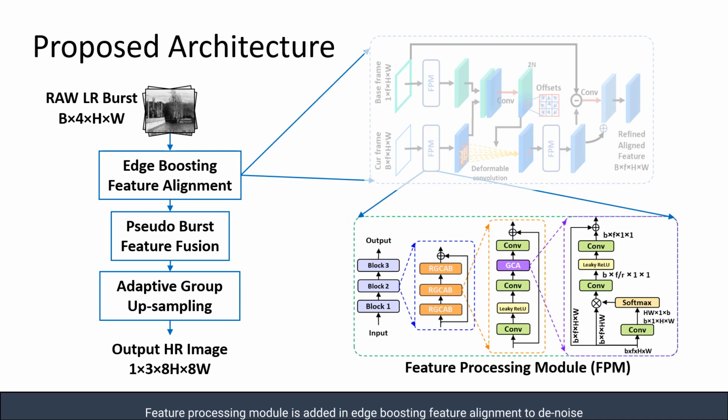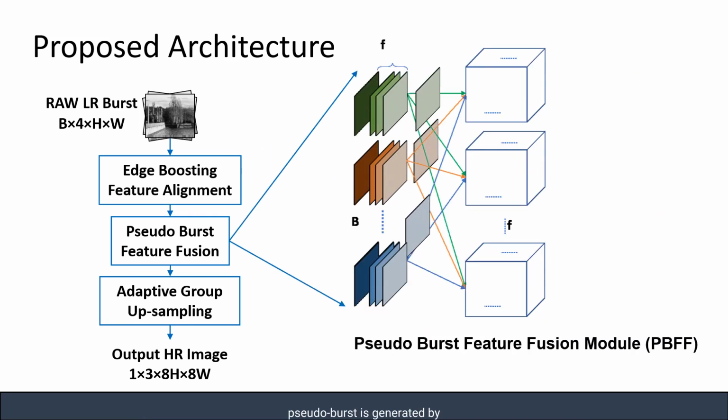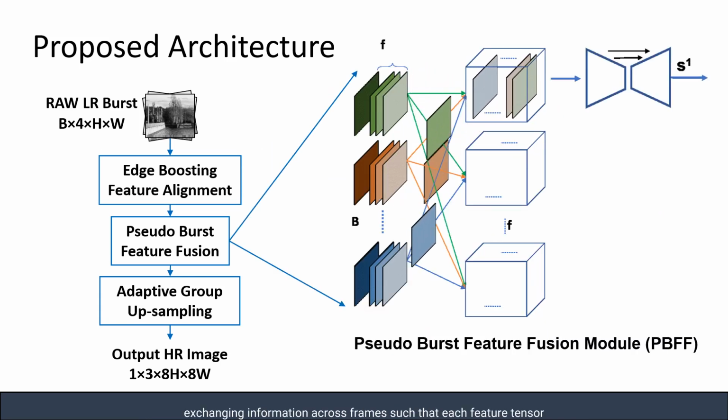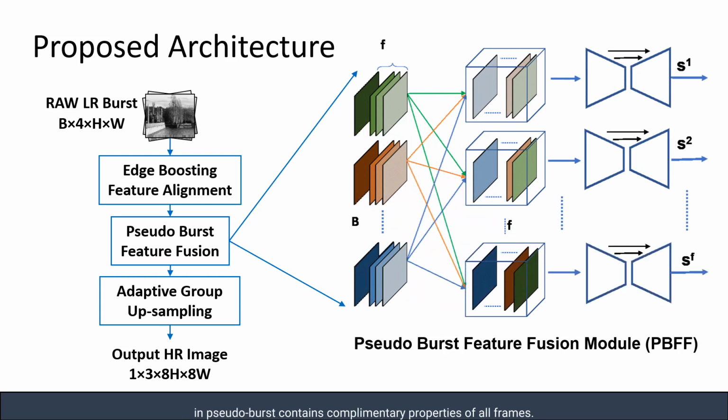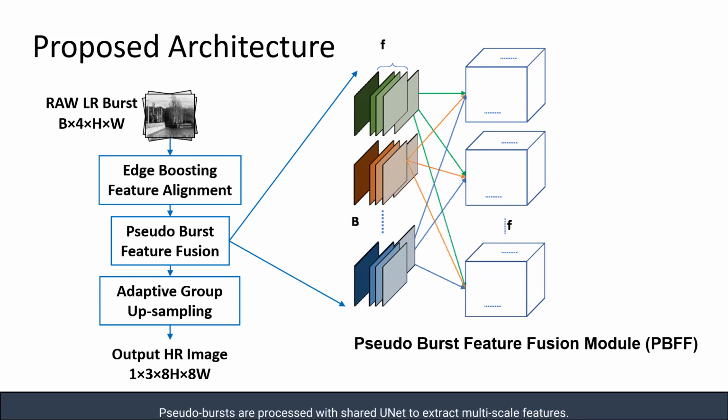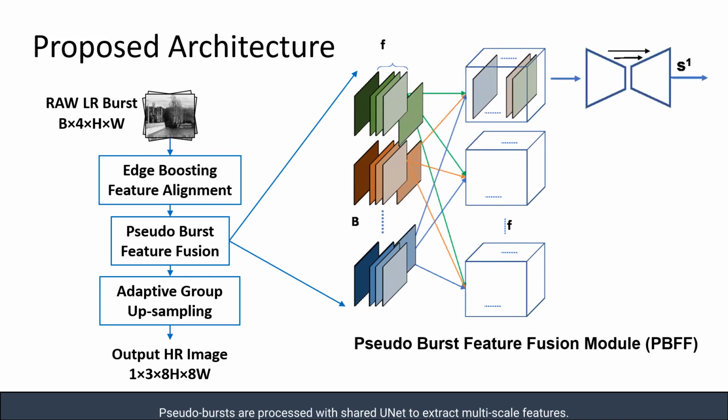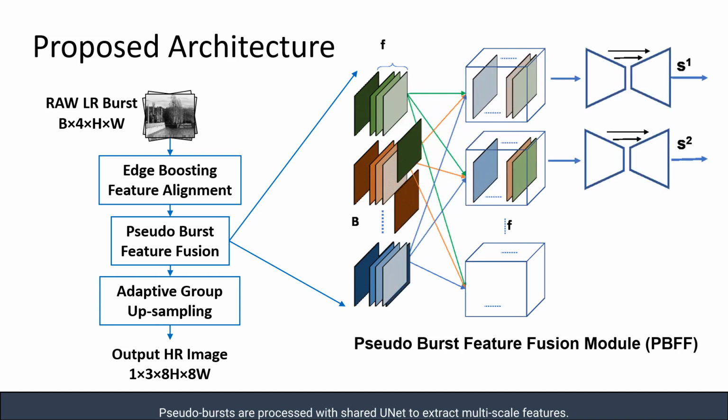Feature processing module is added in edge boosting feature alignment to denoise input frames to facilitate the easy alignment. It comprises residual in residual learning empowered by the global context attention. Pseudo-burst is generated by exchanging information across frames such that each feature tensor in pseudo-burst contains complementary properties of all frames. Pseudo-bursts are processed with a shared unit to extract multi-scale features.